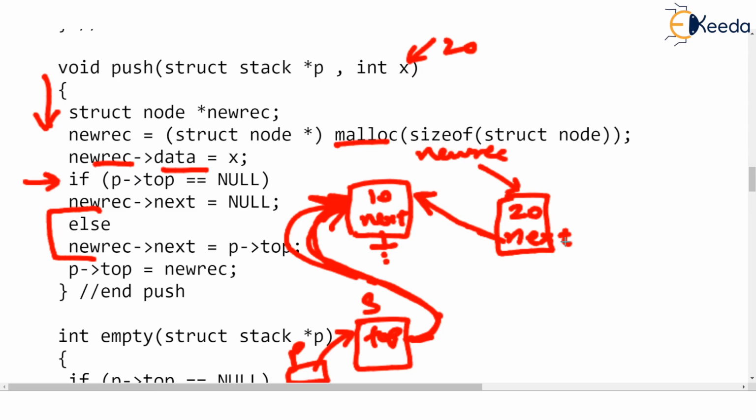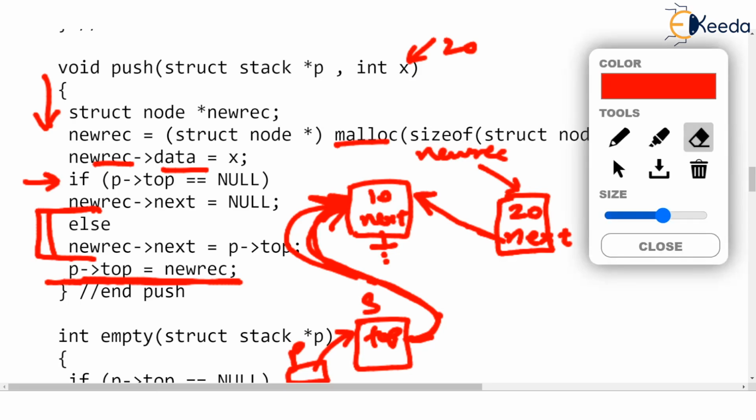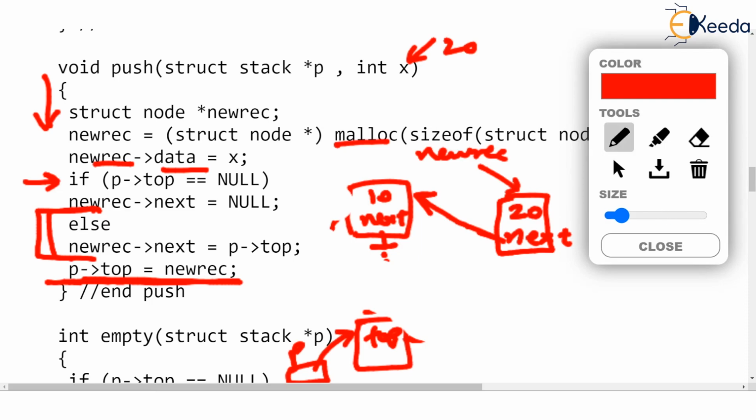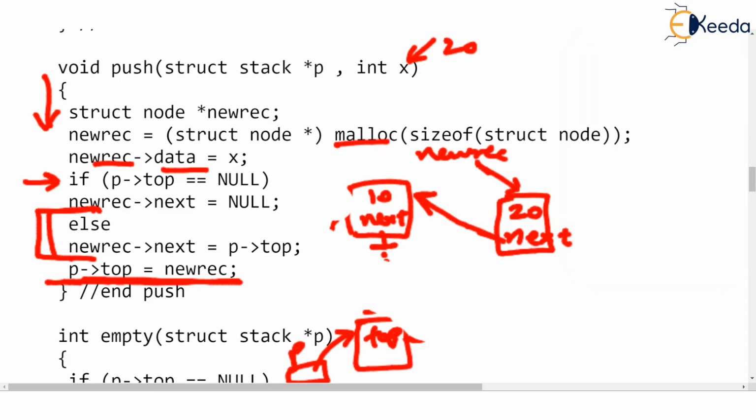But then there is one more line I am underlining here. P arrow top should be equal to newrec. What that means is P arrow top should point wherever newrec points. Just check this. P arrow top will discontinue to point wherever it is pointing. But we are saying P arrow top should point wherever newrec is pointing. And hello, newrec is pointing to 20. So P arrow top should also point to 20. And that ends the push function. Just check that we have a perfect stack here.